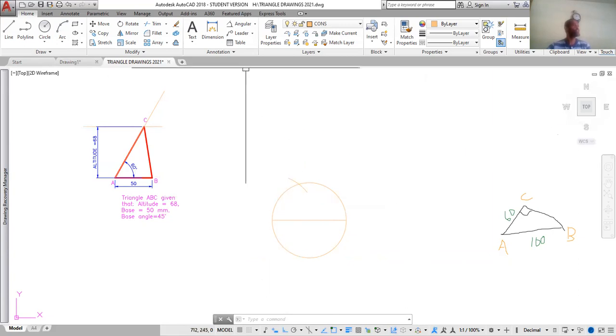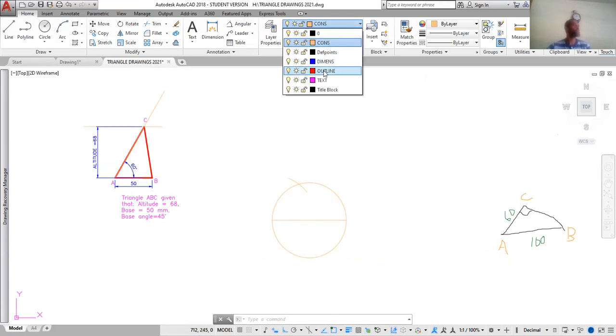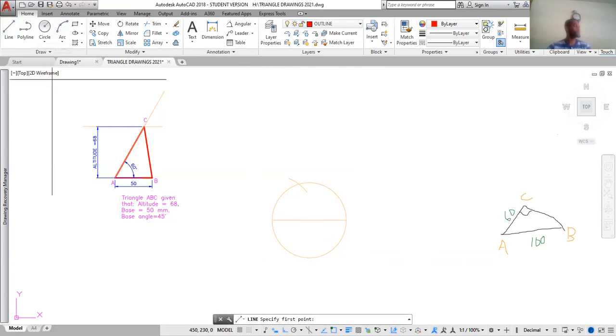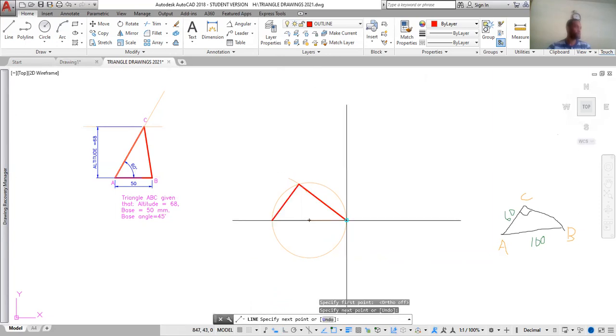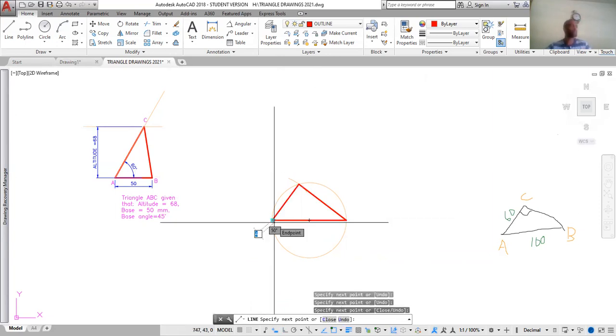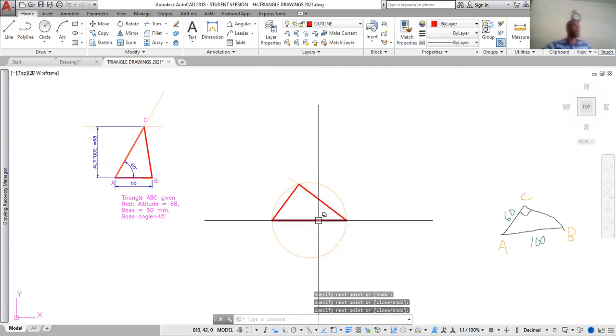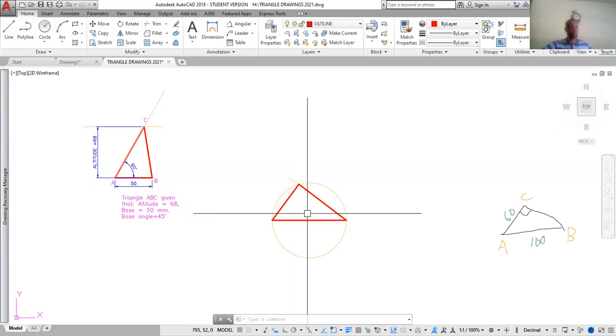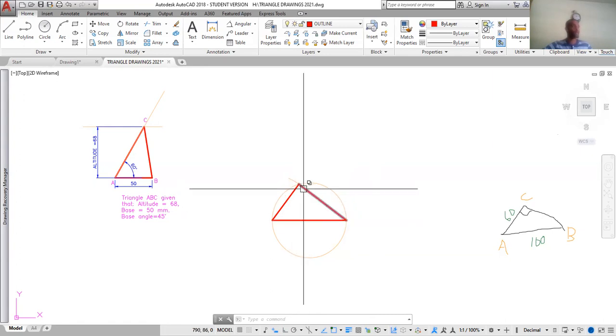The next step is to change to your outline layer. Outline. Then start line, L. Deactivate the orthogonal mode so that it doesn't restrict the cursor. Click here. Click this point. Click that point. Back to there. Enter. And that is done. That's how we draw a triangle when given the hypotenuse, one side, and an angle.